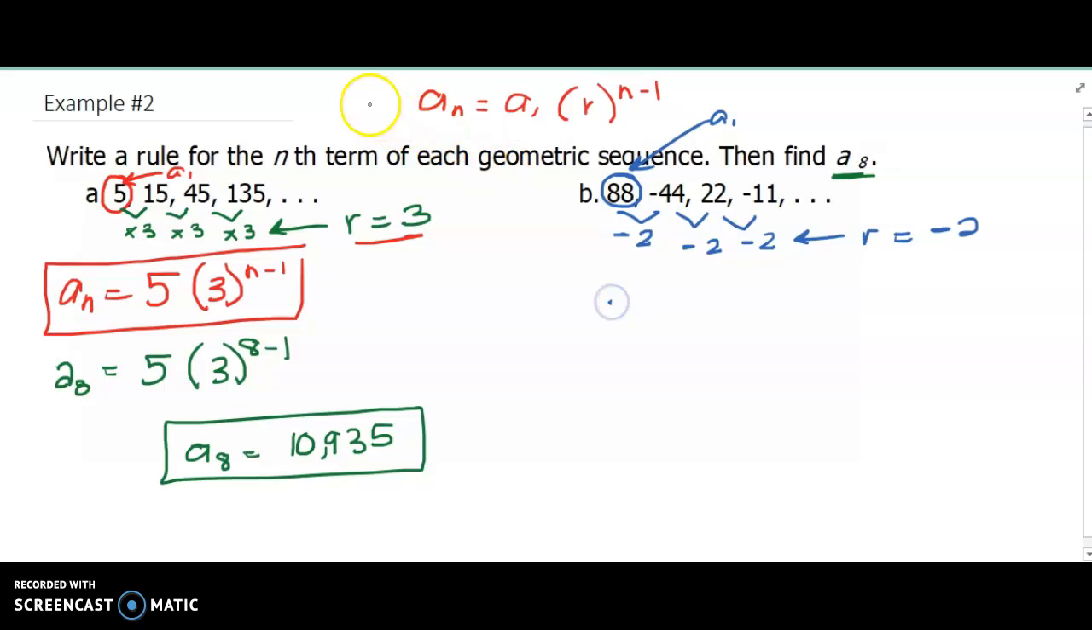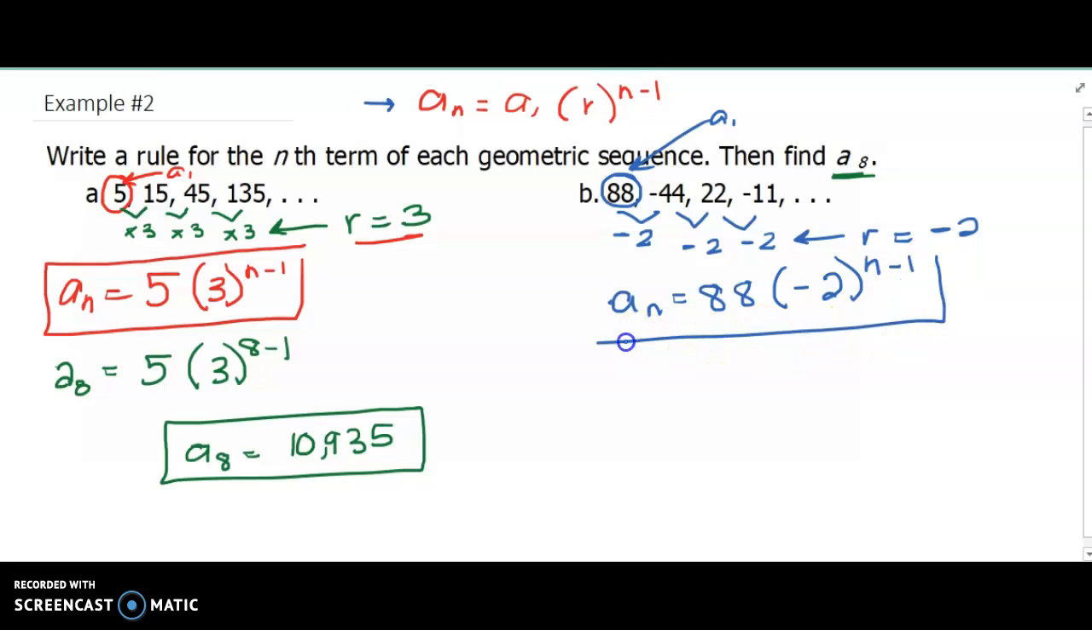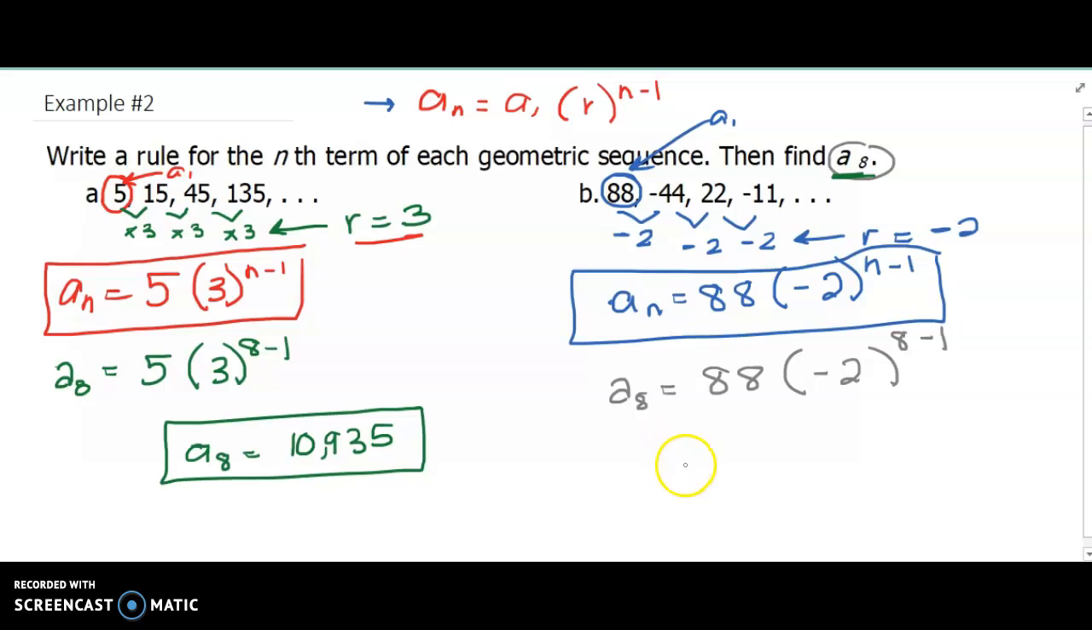Okay, so once again, we're going to use this rule right here. So I can say a sub n equals, well, a1 is 88, times our common ratio, which is negative 2, to the n minus 1 power. Here is my rule. Okay, now to find the 8th term, I can say a sub 8, and remember, all I'm going to do is plug in 8 for my n. And when I do that, I get a sub 8 equals negative 11/16.